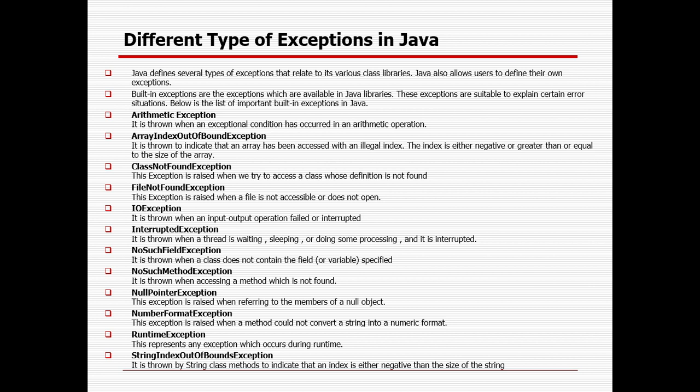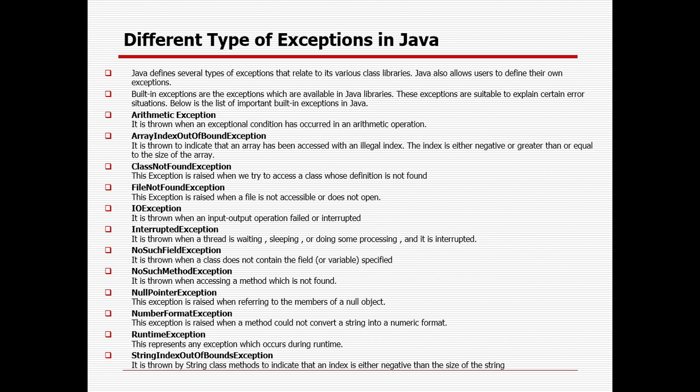There are different kinds of exceptions that can happen while running or writing your code. Arithmetic exception you already know: if you do something not regular, like dividing something by 0, an arithmetic exception will occur. Array index out of bounds exception: you define an array with, say, 5 indexes, and if you try to access index 6, or maybe -1, it will throw an error.